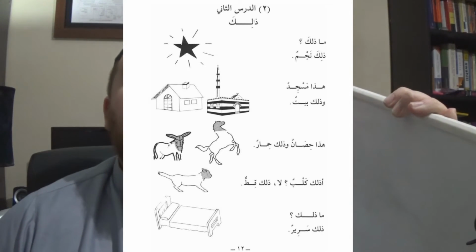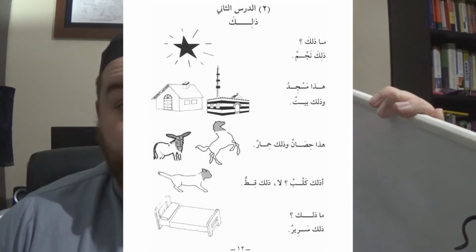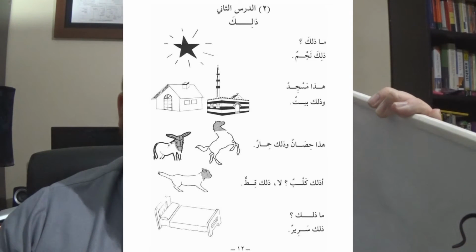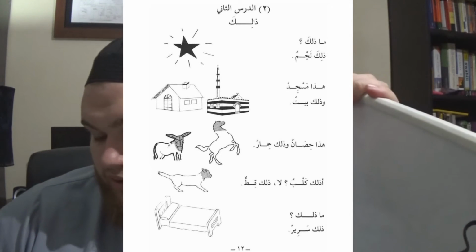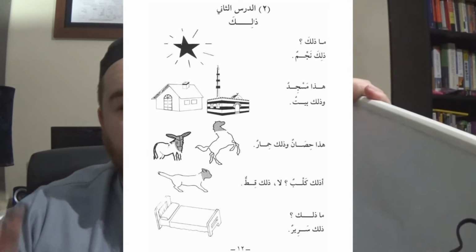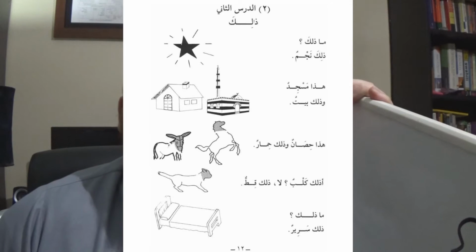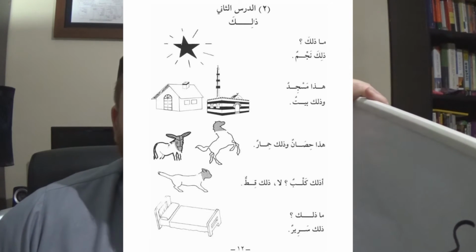هذا حصان وذلك الحمار. So this is a horse and that is a donkey. One thing I want to note quickly: for هذا and ذلك, these are only used for male nouns. Right now all the nouns we're going over are male.